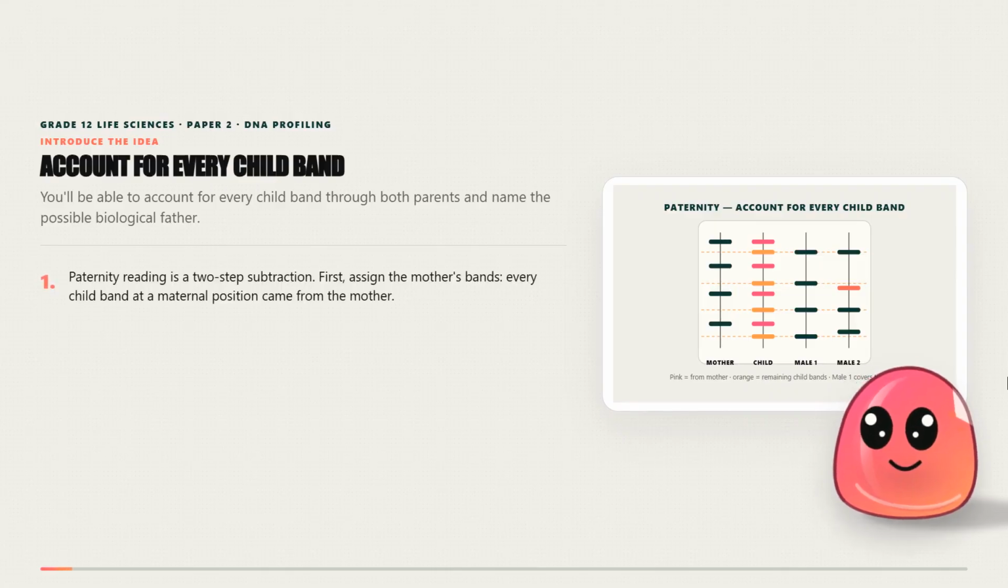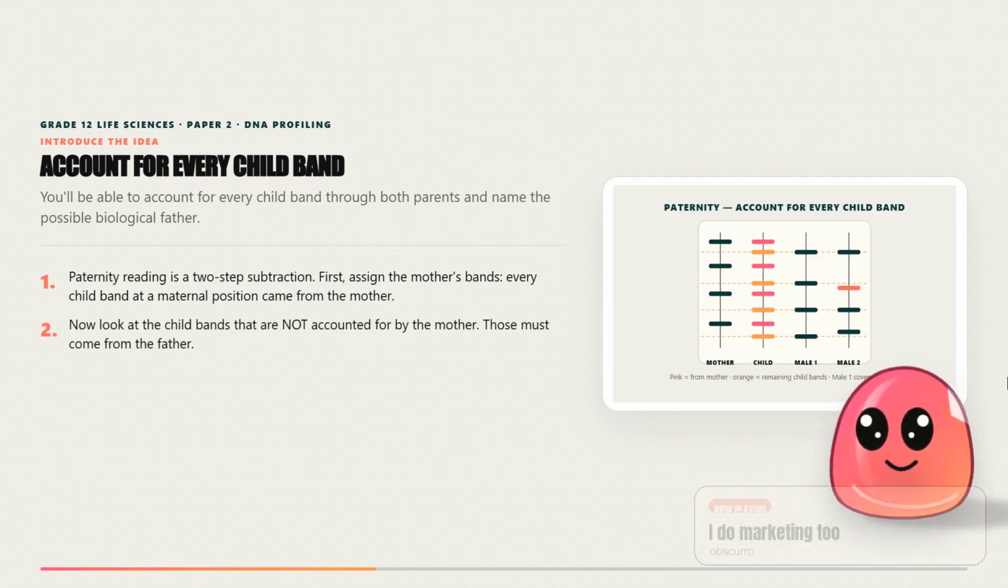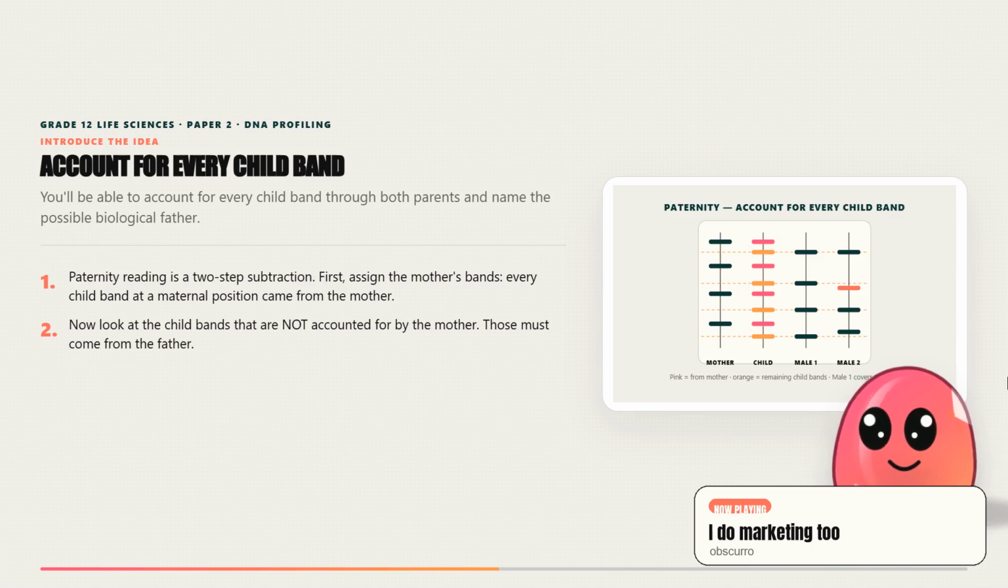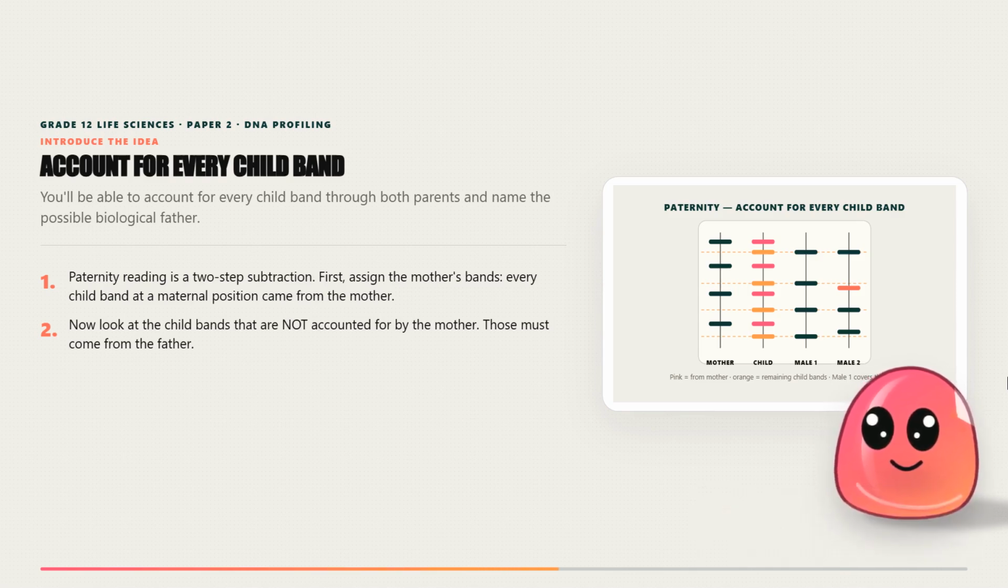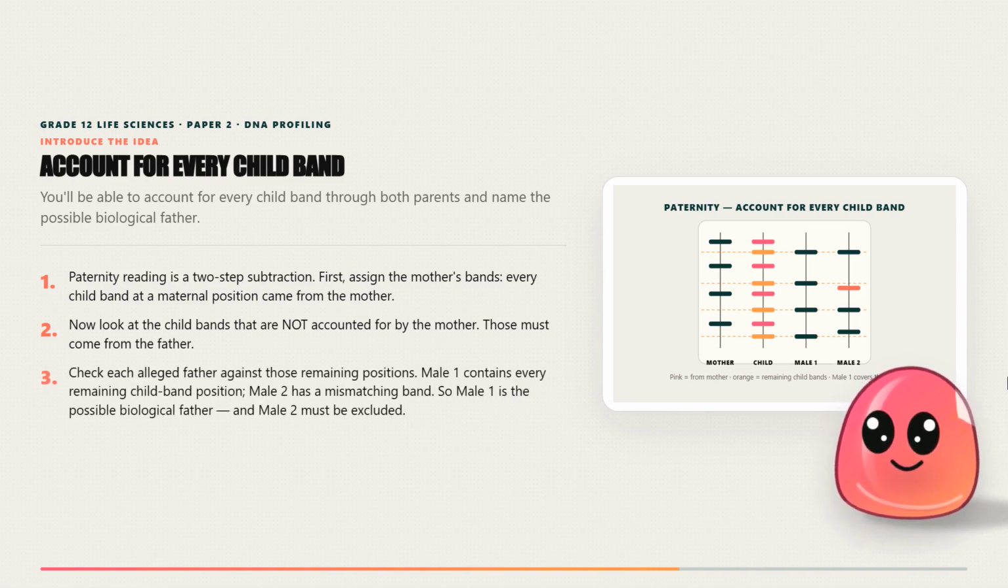Paternity is a subtraction. First, assign the mother's bands. Every child band at a maternal position came from the mother. Mark those. Now look at the child bands that are not accounted for by the mother. Those must come from the father. Check each alleged father against those remaining positions. Male 1 contains every remaining child band position. Male 2 has a band at the wrong height. So male 1 is the possible biological father, and male 2 is excluded.